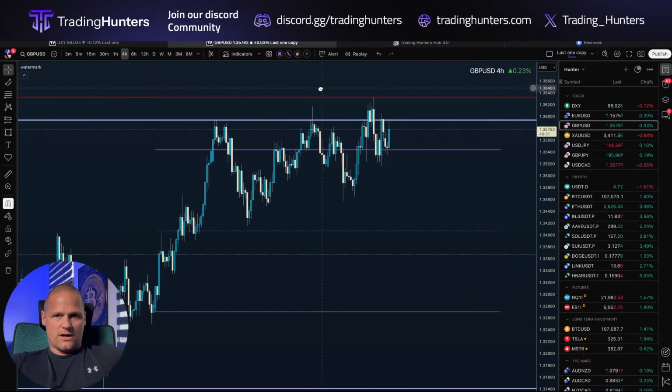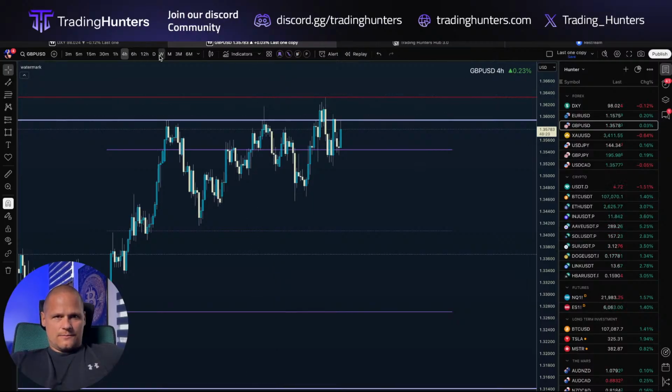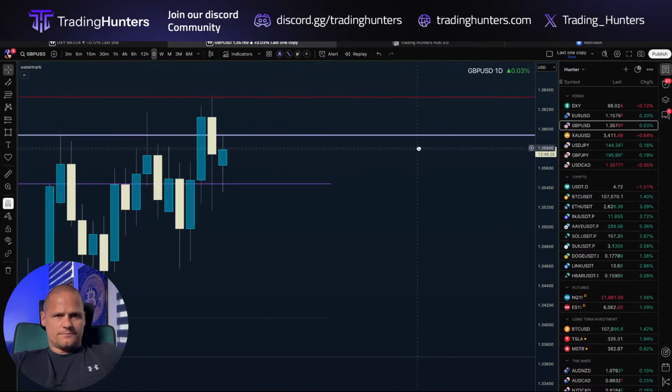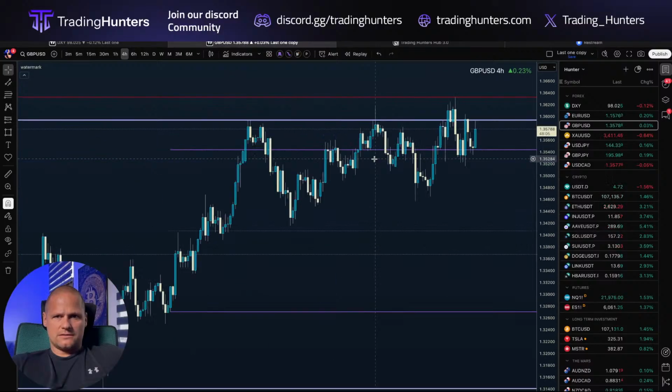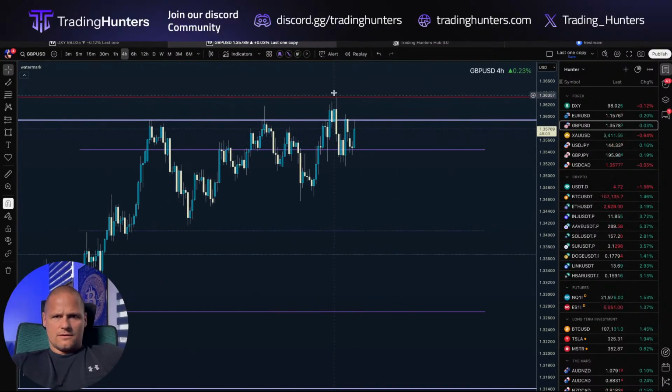Let's go to 4 hours, right? Let's go to daily first, sorry. Right, so in here we can see this high has been taken, price closing inside, right? Still moving above, right? On the 4 hours, we can see kind of an order block being created in here, right?